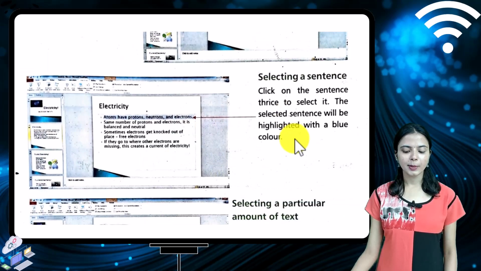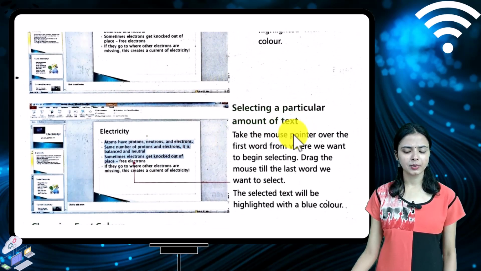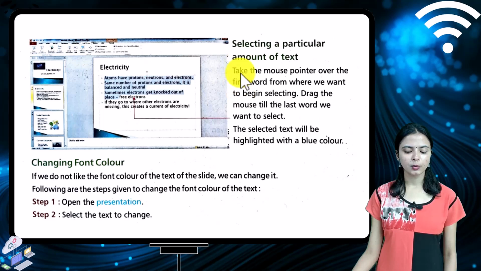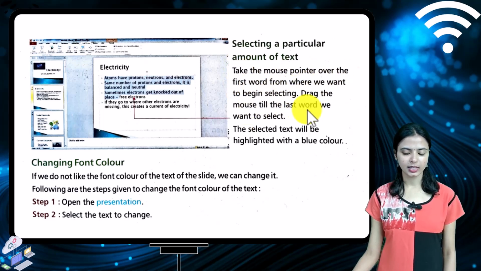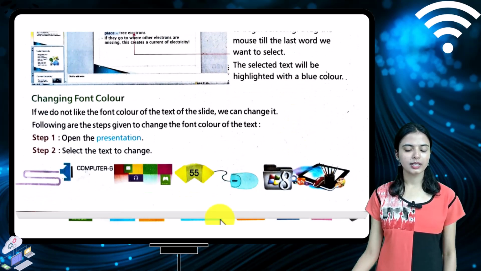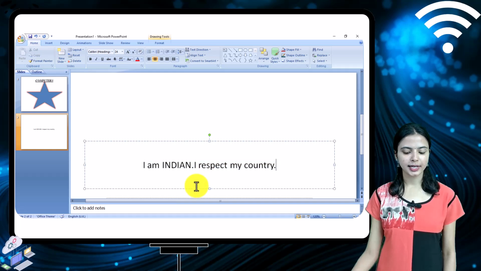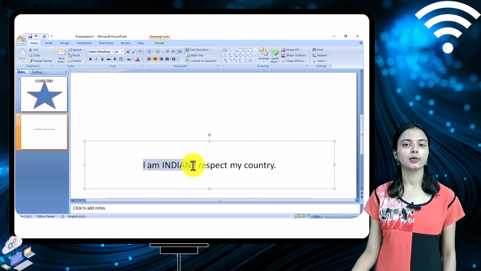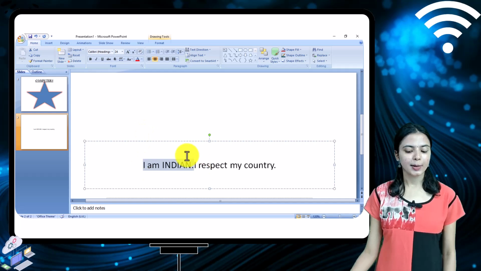Now, selecting a particular amount of text. If you want to select a particular amount of text, then take the mouse pointer over the first word from where you want to begin the selection and drag the mouse till the last word where you want to select. The selected text will be highlighted with a blue color. See, if you do not want to select everything, and I want to select only till Indian, then what will I do? I will place the mouse pointer here and drag it till Indian. So now you can see that my selected text is highlighted in blue color.